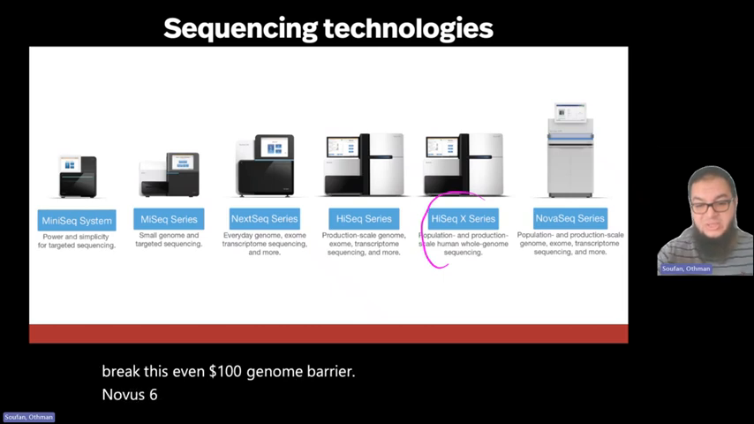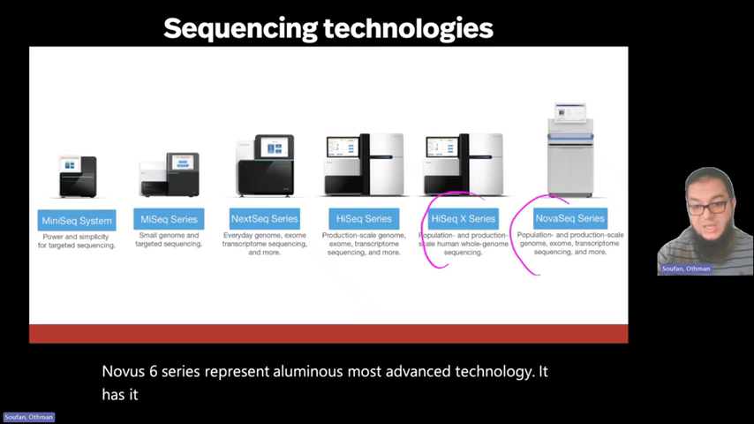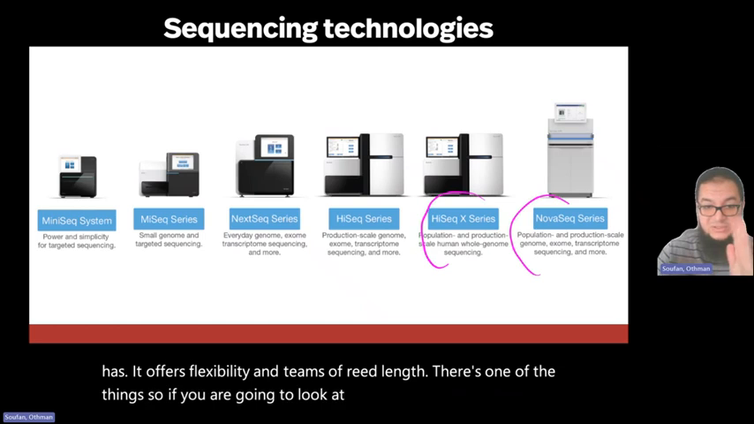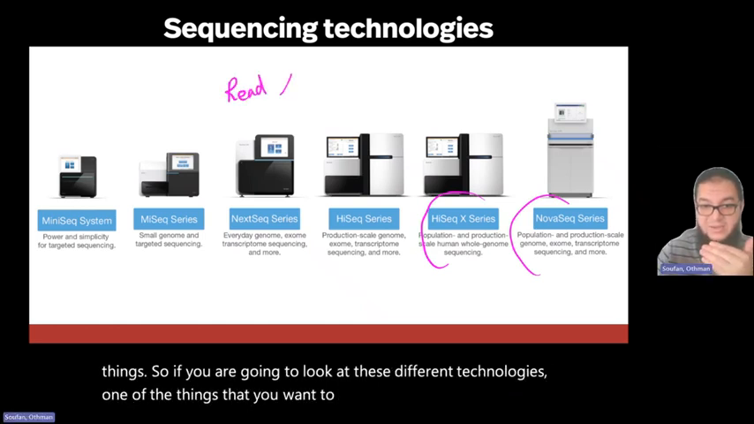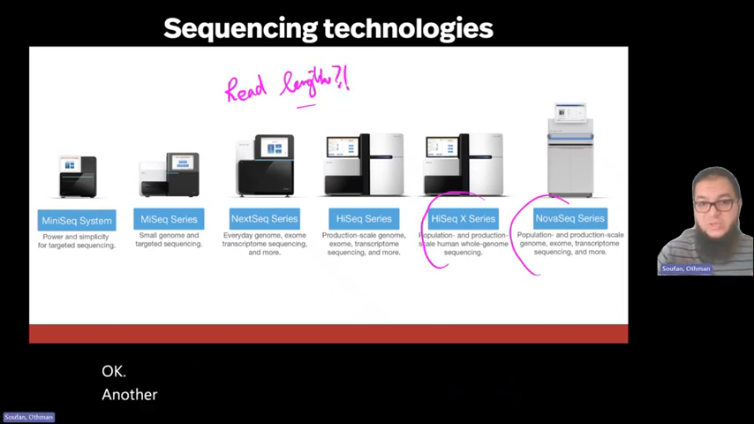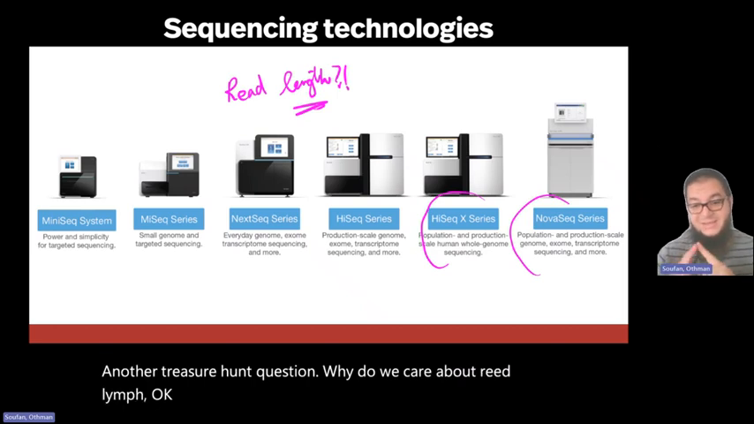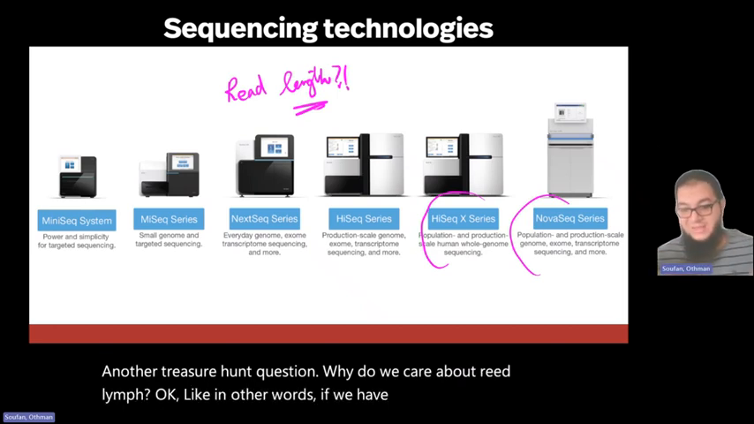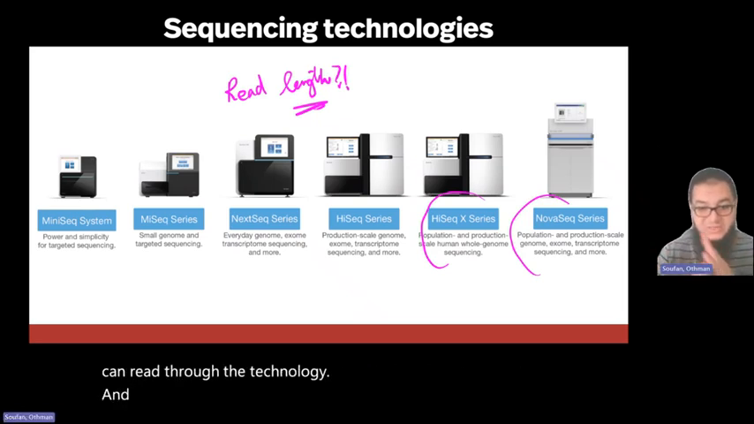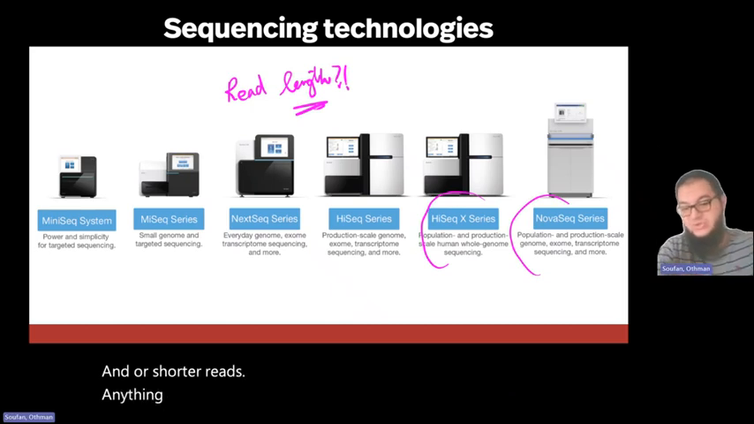NovaSeq 6000 series represents Illumina's most advanced technology. It offers flexibility in terms of read length. If you are going to look at these different technologies, one of the things you want to look at is read length. Another treasure hunt question: why do we care about read length? In other words, if we have longer reads that we can read through the technology, or shorter reads, how does that relate to quality?